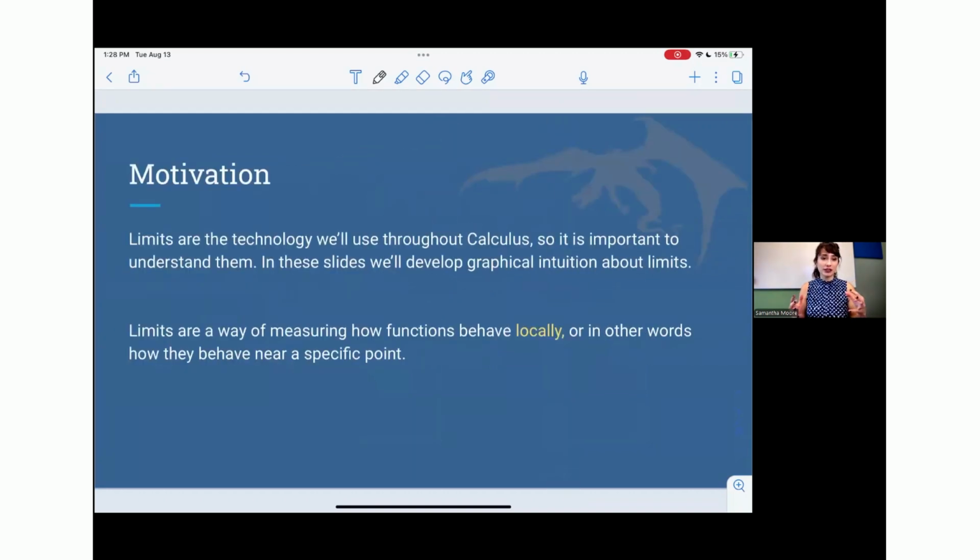Motivation. Limits are basically a lot of what's going to underlie all of calculus, so it's really important that we understand them so that we can use them in more interesting contexts. Today, we're going to go through a more graphical intuition about limits, and the next day's videos are going to go into a more careful mathematical definition. Basically, the summary of limits is they're talking about what's happening near a point in a function, but not necessarily what's happening at that point. And that's going to be a very, very important difference.